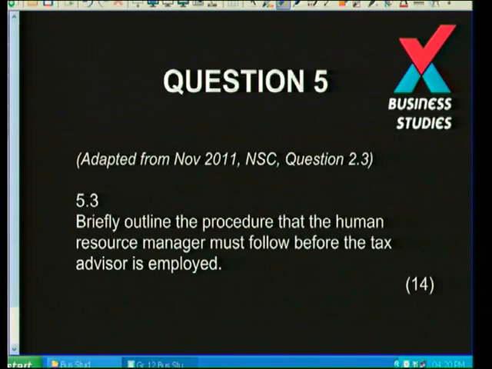Let's look at the next one. 5.3. Briefly outline the procedure that the human resource manager must follow before the tax advisor is employed. Look at the mark allocation, 14 marks. So it's got to be quite a comprehensive answer that you're going to have to give here. You're going to have to give at least 7 facts explaining exactly what it is that the human resource manager would have to do before the job is possibly offered to whoever they ultimately decide on.